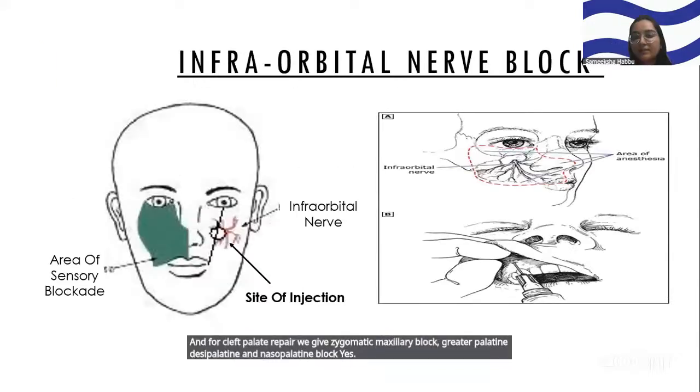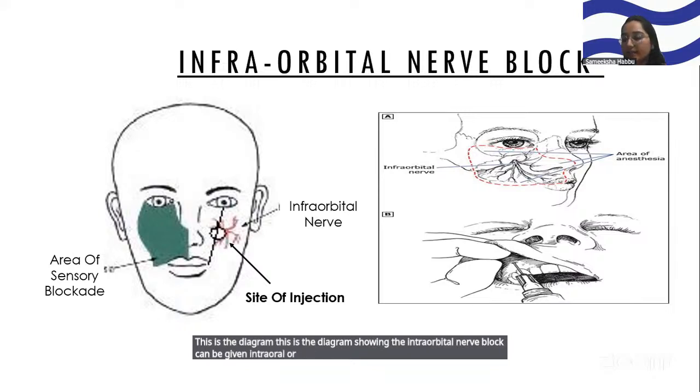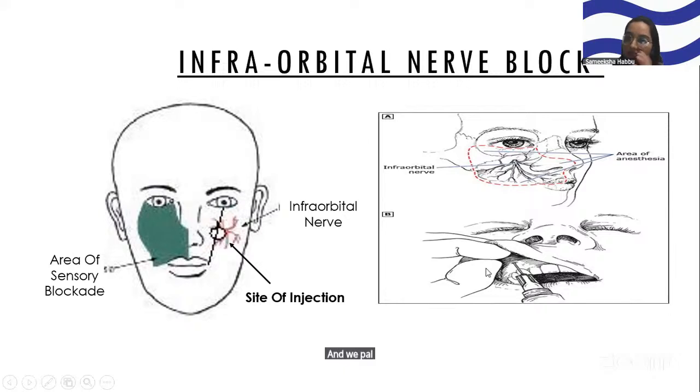This is the diagram showing intraorbital nerve block. It can be given intraoral or extraoral. In the intraoral technique, first we palpate the canine and the first premolar, and a 25 to 27 gauge needle is inserted into the buccal mucosa, directed upwards and outwards as shown in the diagram.